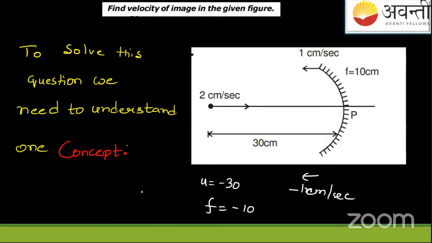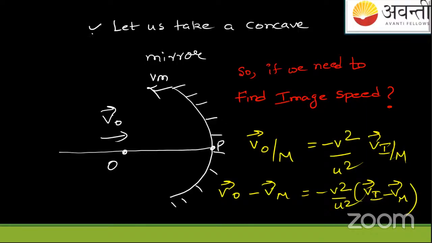And the speed of the object is 2 centimeter per second in the positive direction. Okay, so it will ask you for the image speed here. So how to find it? I hope I've given you the formula. The derivation is already given here, on the next slide. This is basically the formula, and the derivation is on the next slide.